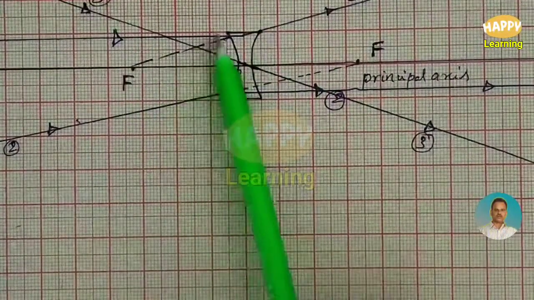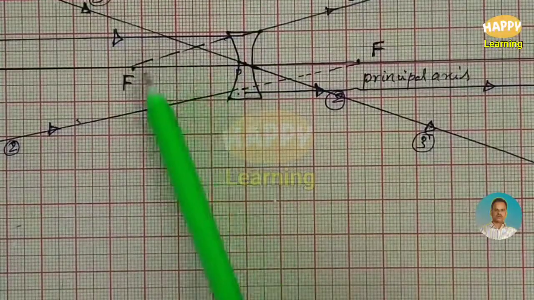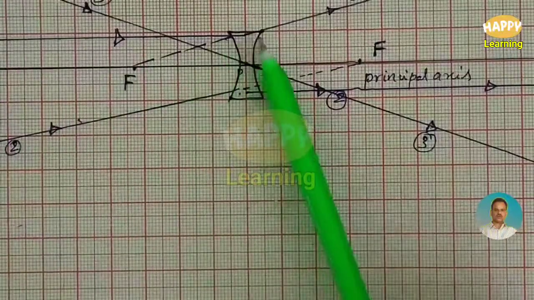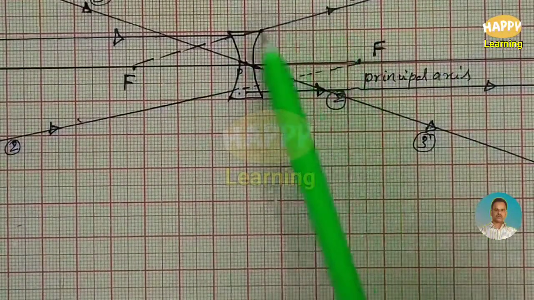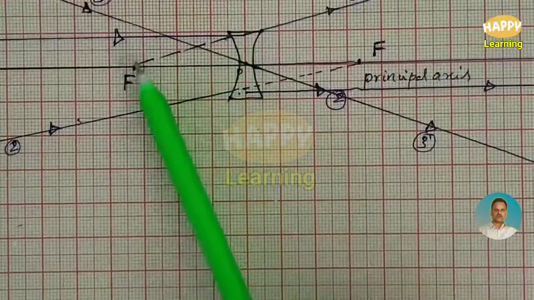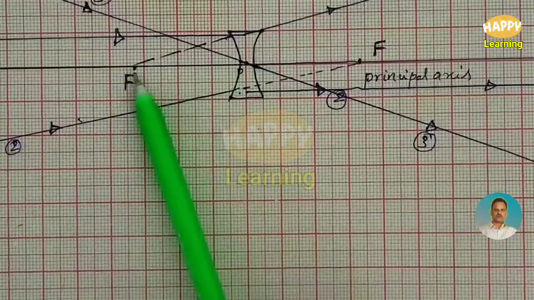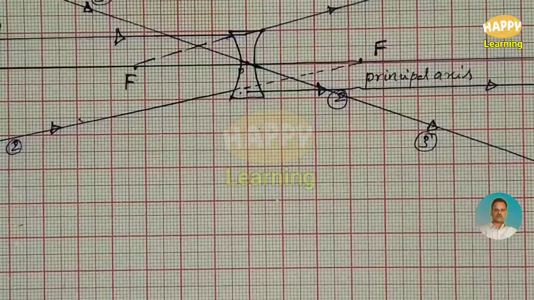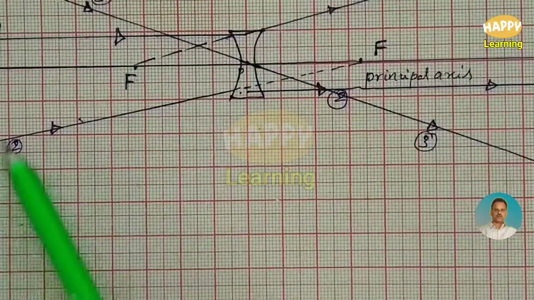So this dotted line indicates appears to be. This is imagination. This is the ray. This ray is refracted and became like this. If you extend back, you find that this ray appears to be coming from this point that is called as focus.